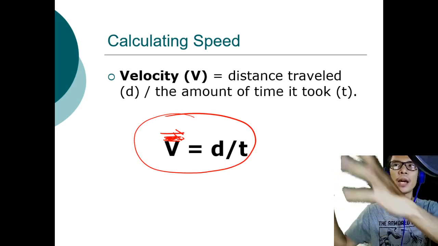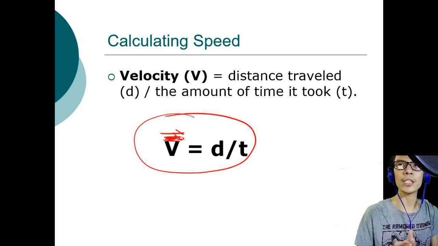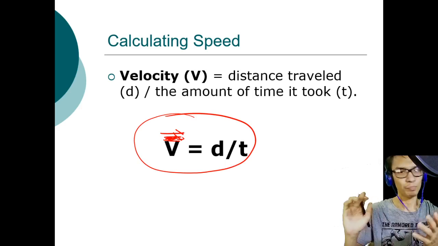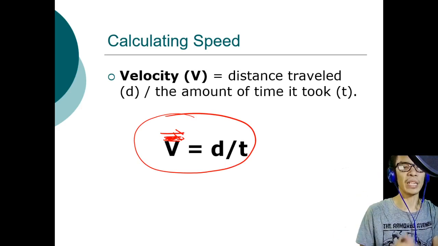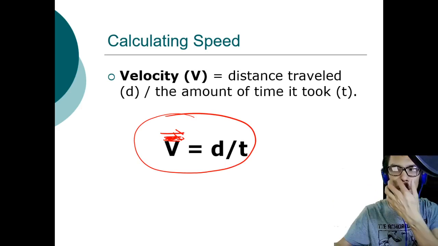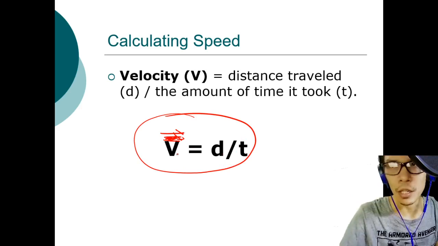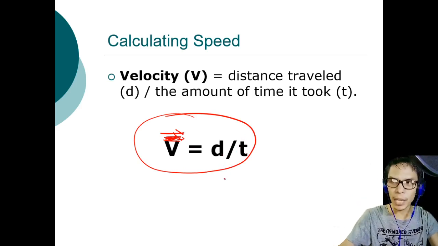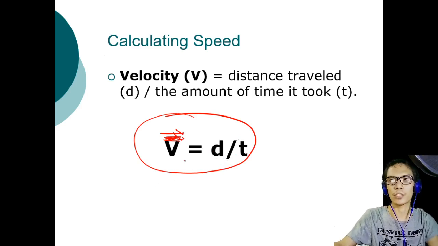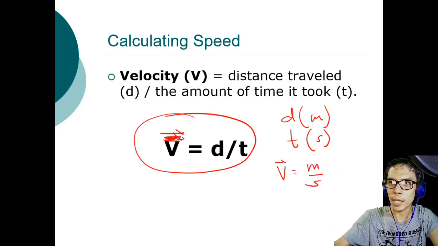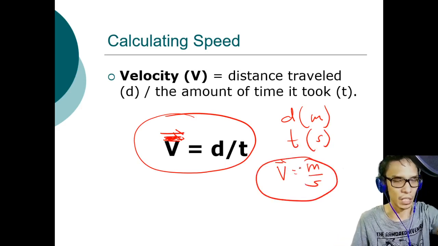Now, this equation gives rise to other equations in more advanced topics in physics, like projectile motion, momentum, and impulse. This is the basic one of all formulas in physics. So velocity is equal to distance or displacement over time. Now, this displacement or distance is in meters and time is in seconds. So therefore, the unit of velocity is meters per second as the SI unit for velocity.